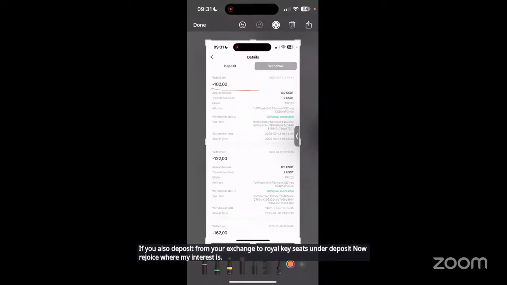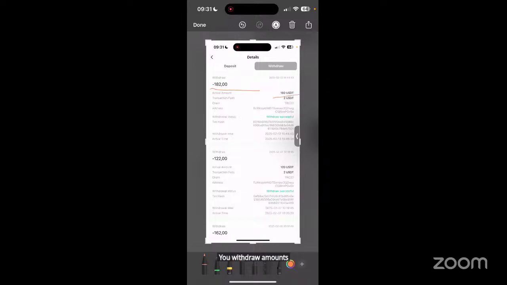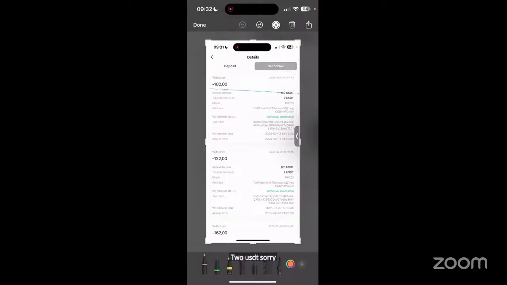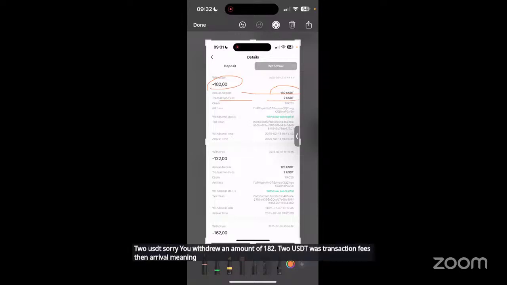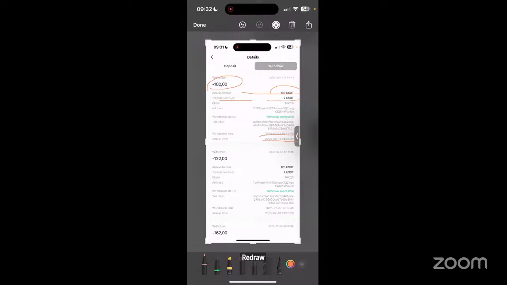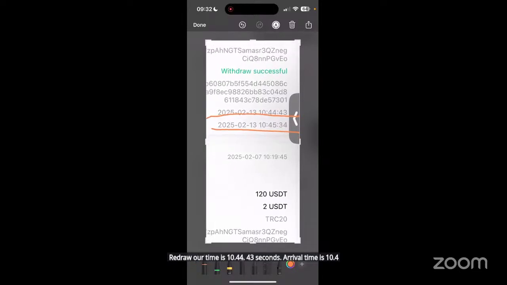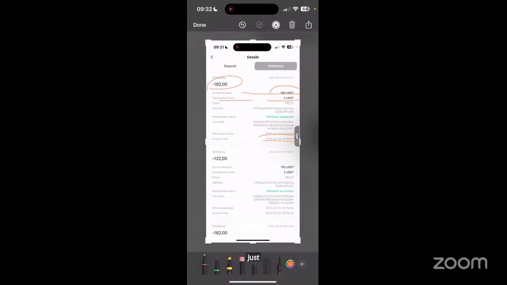You withdrew an amount of 182. 2 USDT was transaction fees, then arrival, meaning 180 was what hit my wallet. Look at the withdrawal time. Withdrawal time is 10:44:43. Arrival time is 10:45:34. Just do the calculation. In less than a minute, the money got into my wallet. Okay. So check it out.